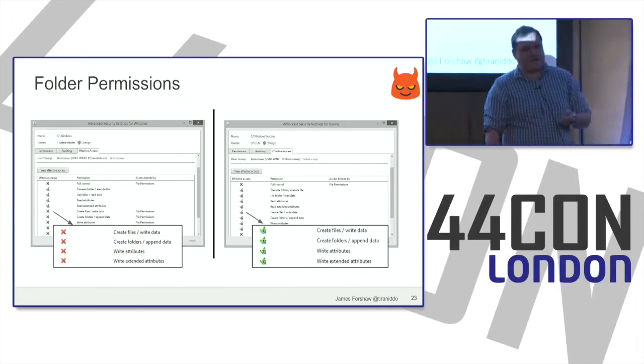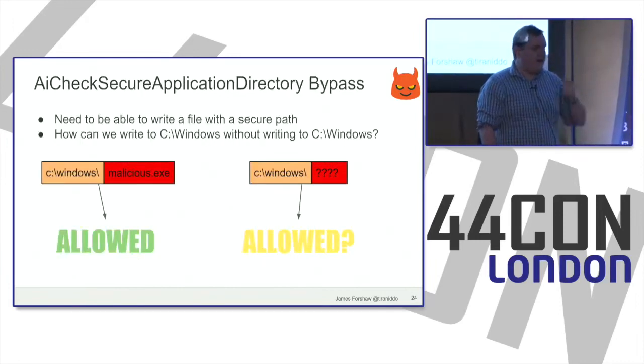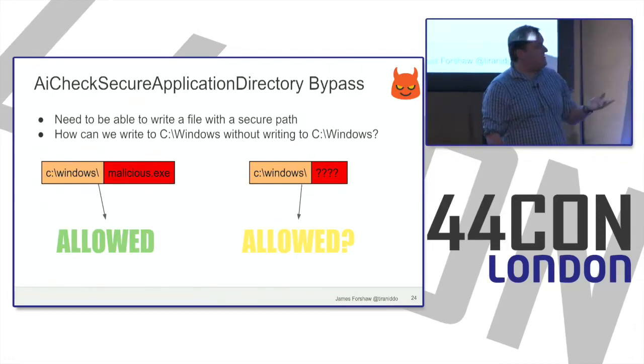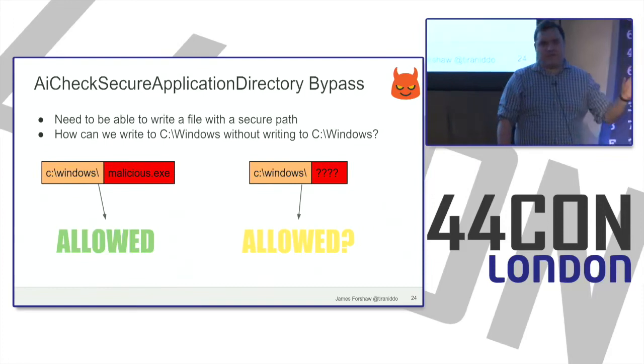But that got me thinking, okay, how can I write to the C:\Windows folder without writing to the C:\Windows folder? Because all the service was doing is looking for the last backslash, or last forward slash, whichever one, chopping that off and saying, right, that's the directory path. So obviously in our case, malicious.exe, if it was under Windows, would be under Windows.